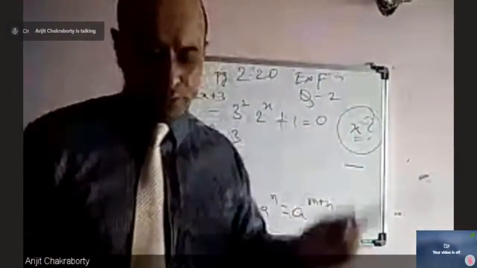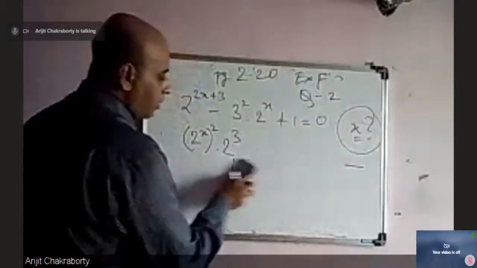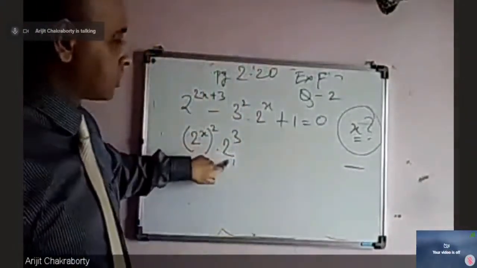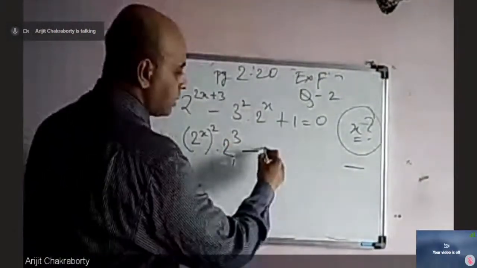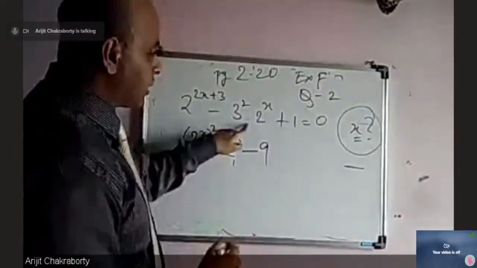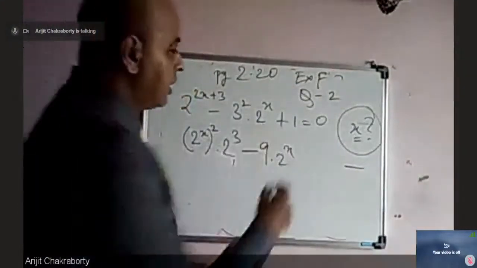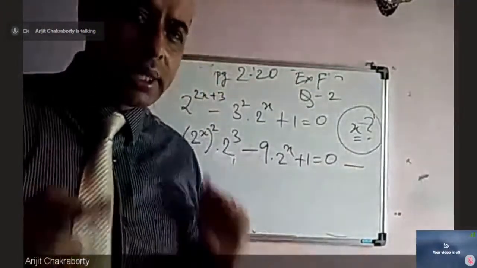So that's why we have to go a little bit into indices as well. Right. So now what happens? 2 to the power x whole squared into 2 to the power 3, minus 3 squared. 3 squared is 9. 9 into 2 to the power x, it is given here, plus 1 equal to 0. I hope this is clear till now.